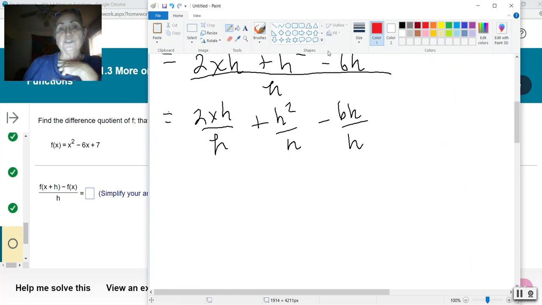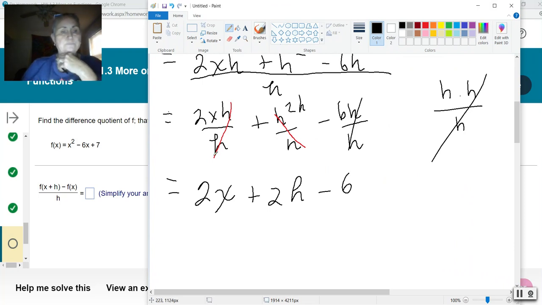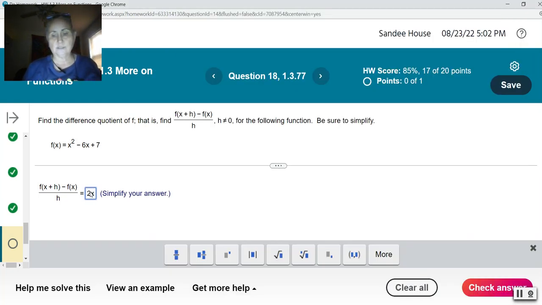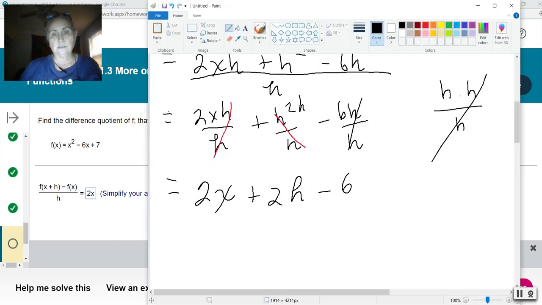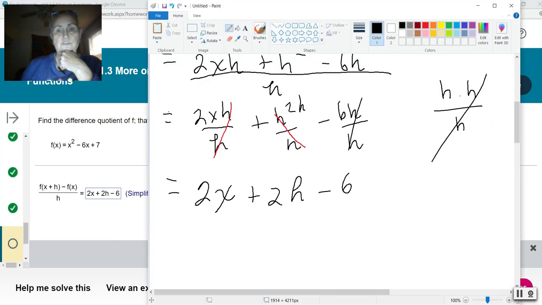And we're just going to do simple division. h into h goes one time, cancels out. h into h squared goes h times. Remember, h squared is h times h divided by h, and only one of them cancels out. So that's h there. And then, of course, they both cancel out here. So my final answer: 2x plus 2h minus 6. So let's check it. Let me double check that, make sure it's right.